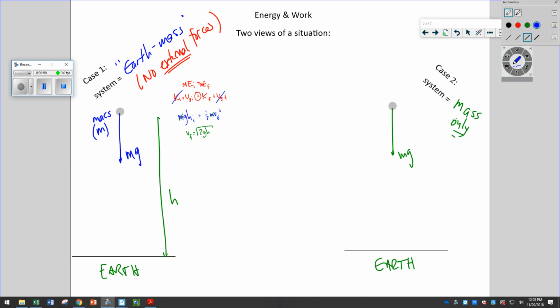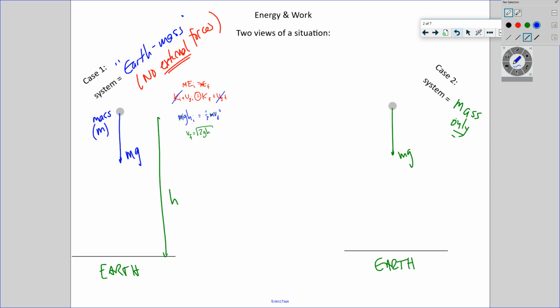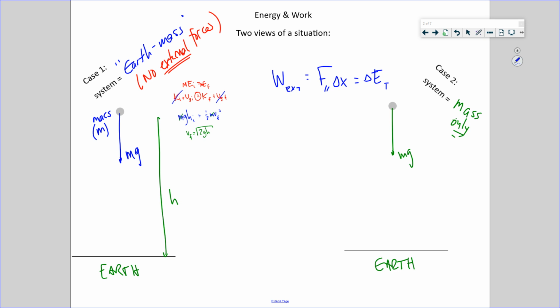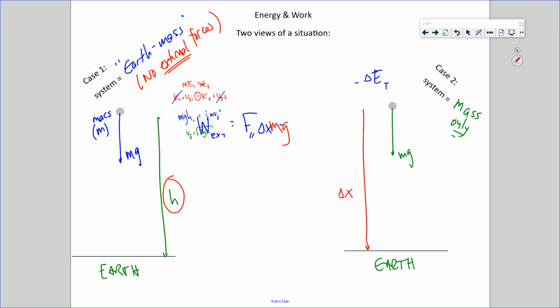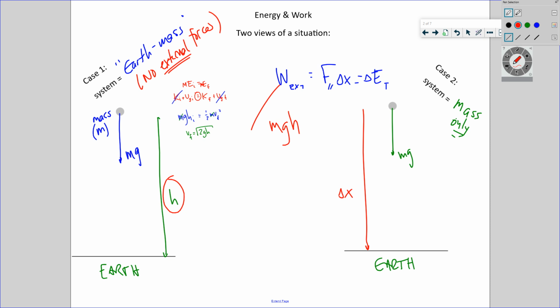In this case, we do have work done by our external force, and that's F parallel times delta x, and that equals delta E total, the change in our system's total energy. All right, well, this force that acts is force mg. And here is a vector delta x. Well, the magnitude of that vector is still h. So mg times a distance delta h equals delta E total.